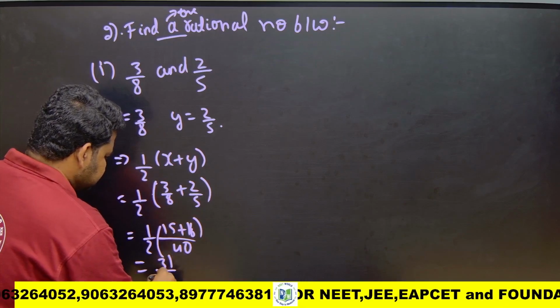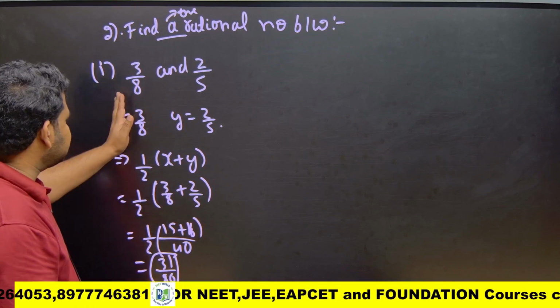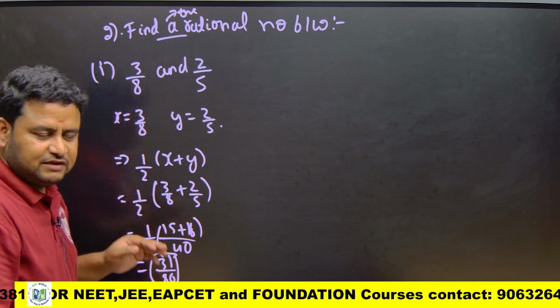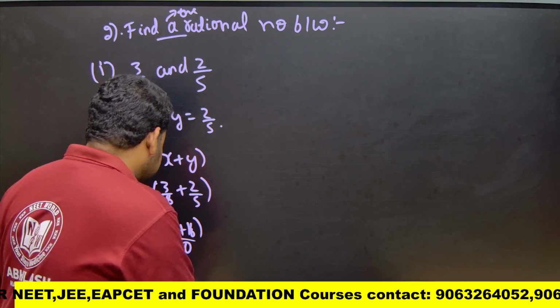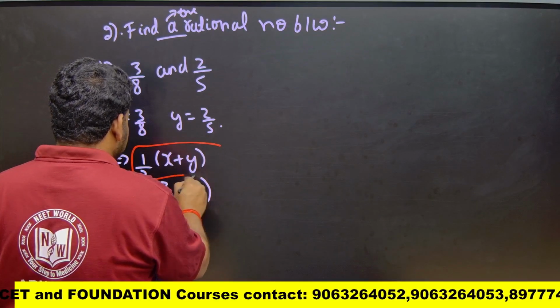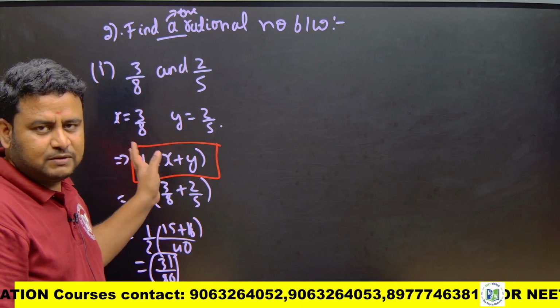2 into 40 is 80. So a single rational number between 3 by 8 and 2 by 5 is 31 by 80. If they ask for a single rational number, the thing you have to follow is this one: (x + y) by 2, that is 1 by 2 into (x + y). Add the two numbers and divide by 2.